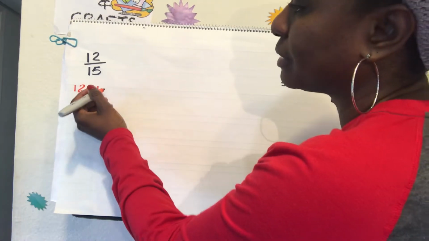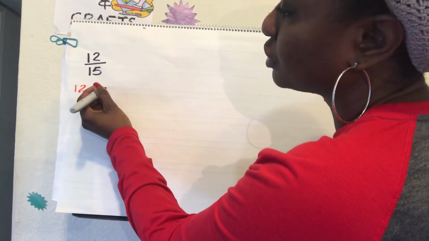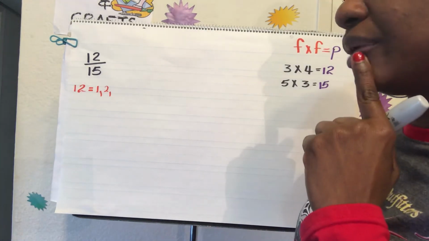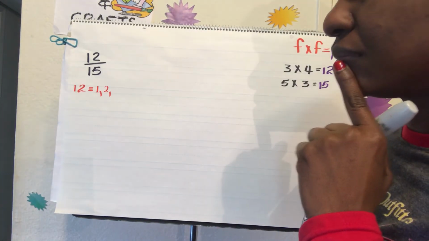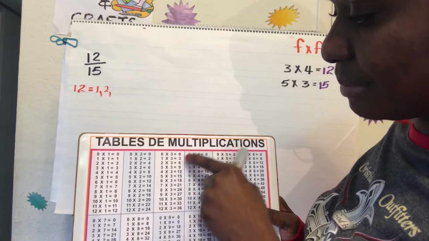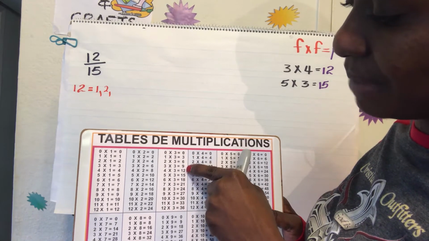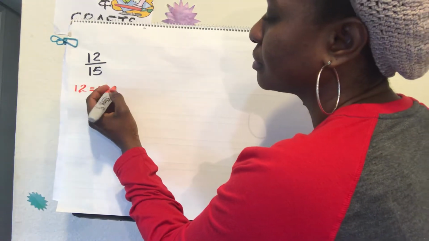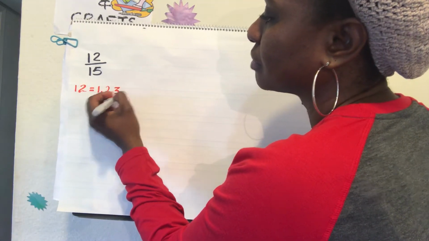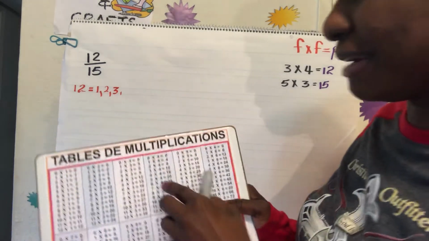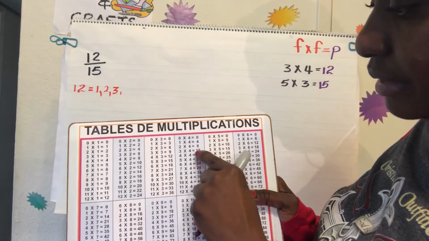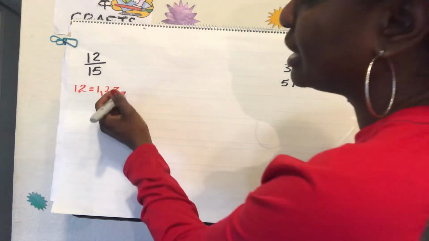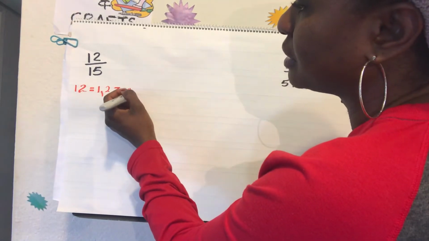So 2 can go into 12. What about 3? Can 3 go into 12? Let's see. Is there any 12 in my 3 times table? Yep, that means it can go into 12 because that's a product, right? Can 4 go into 12? I'm looking at my 4 times table. Can 4 go into 12? Absolutely. 4 can go into 12. So 4 is going to be a factor.